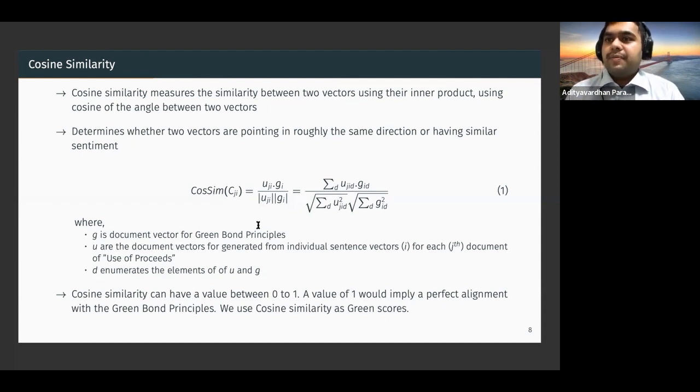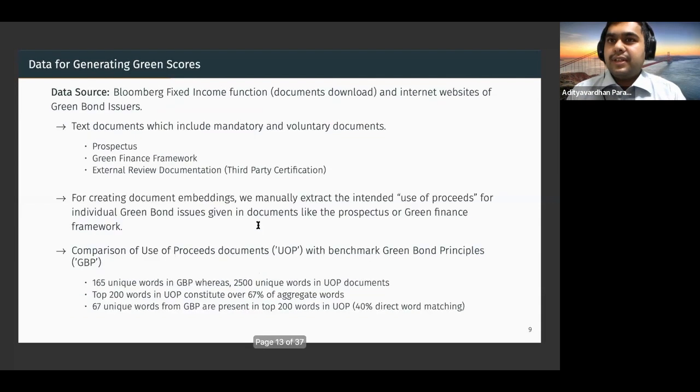So, next slide, please. For getting this data, we have specifically relied on the Bloomberg fixed income function and the internet websites of the green bond issuers. We get the green bond subset from the Bloomberg fixed income function and then download the documents which are available on Bloomberg, as well as go to the individual internet websites of green bond issuers and get the prospectus of the bonds, the green finance framework, and external review documentation, which is like a third-party certification, if any.